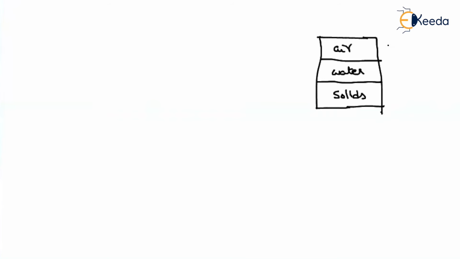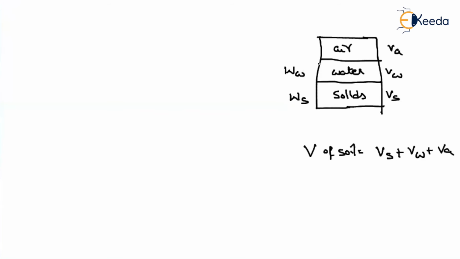So how can I represent the volume of air, volume of water, and volume of solids? If I'm talking about the total volume of soil, how can I write it down? Volume of solids plus volume of water plus volume of air. This is with respect to the volumes. Let us talk about it with respect to the weights. As solids have some weight, let us say W_s. And the weight of water, let me represent it as W_w.